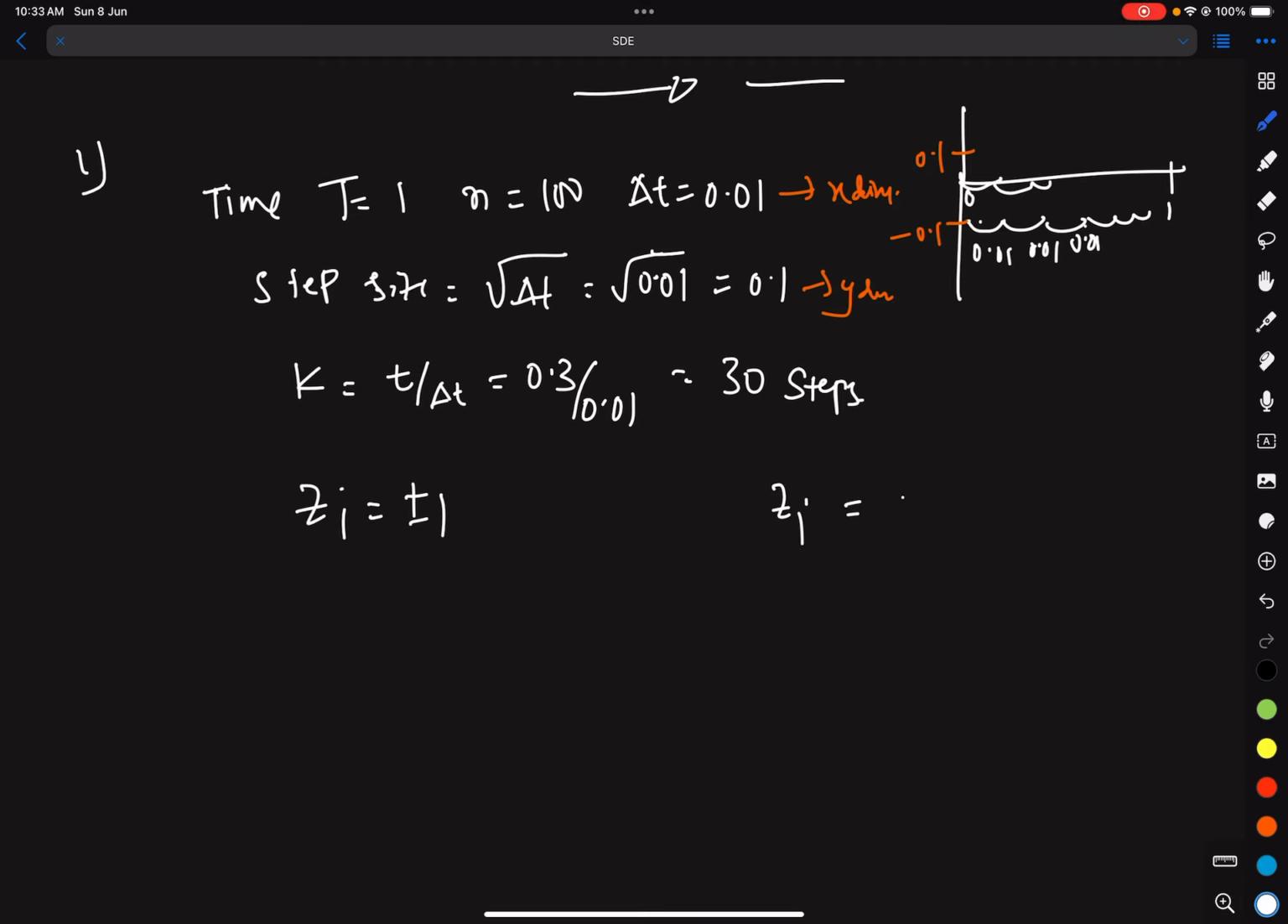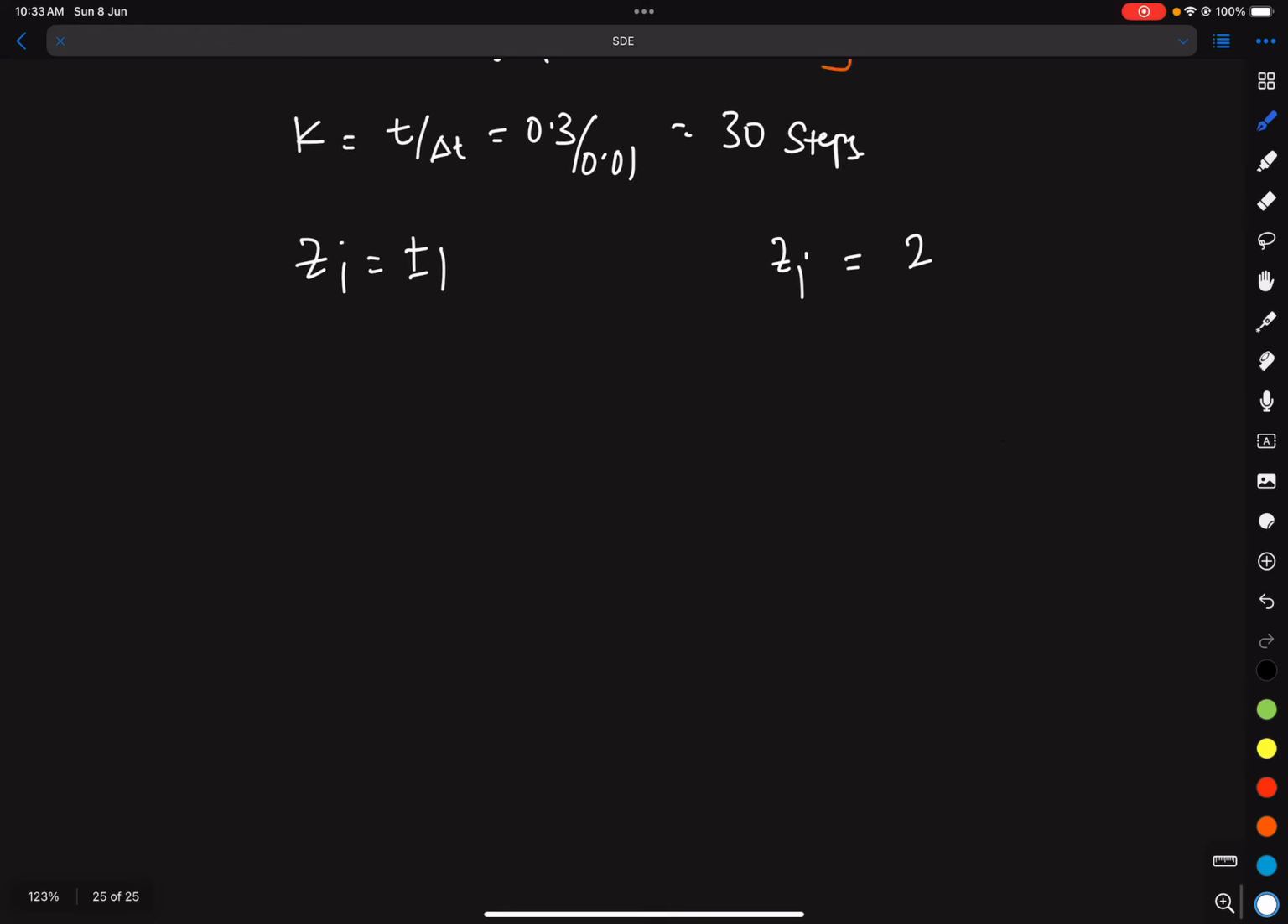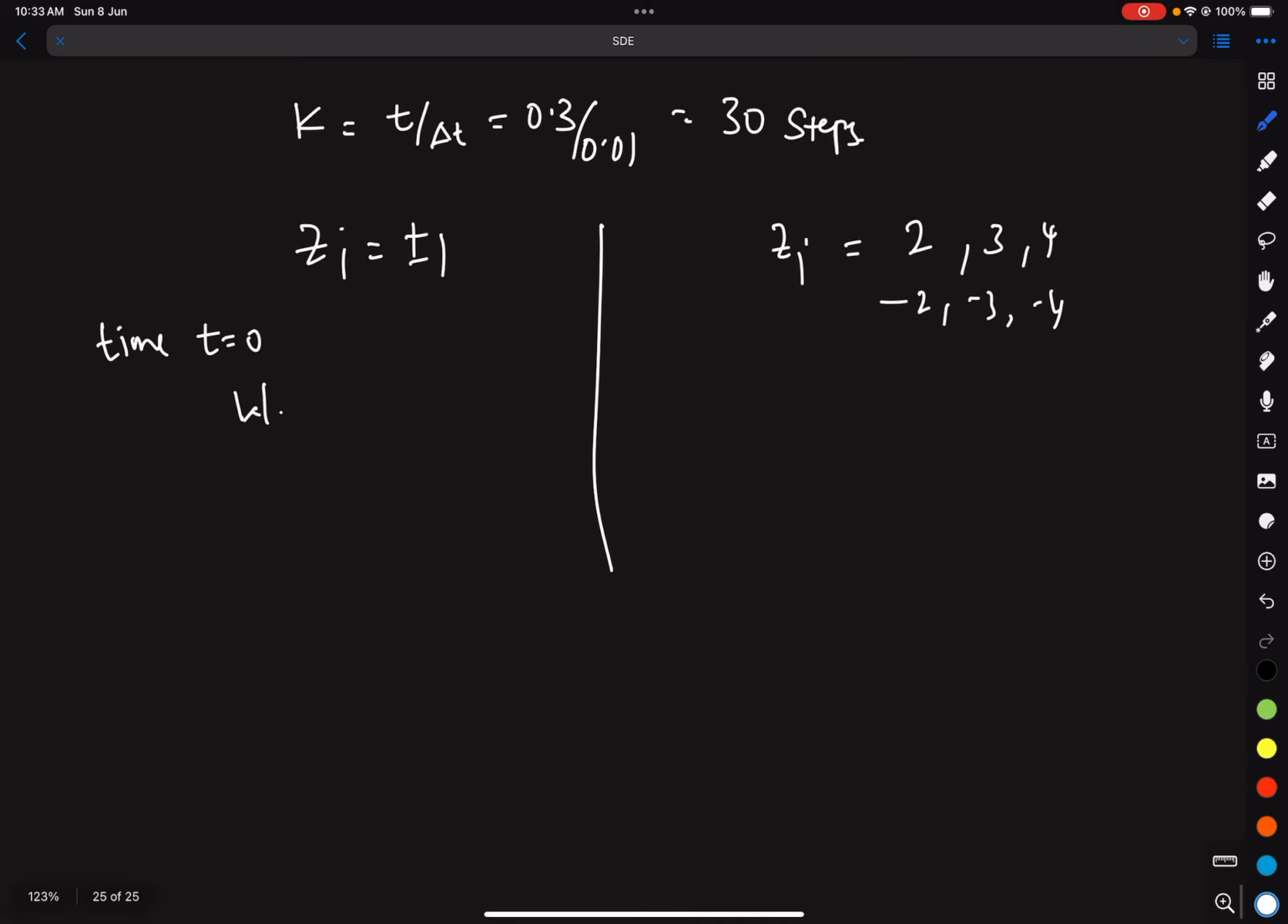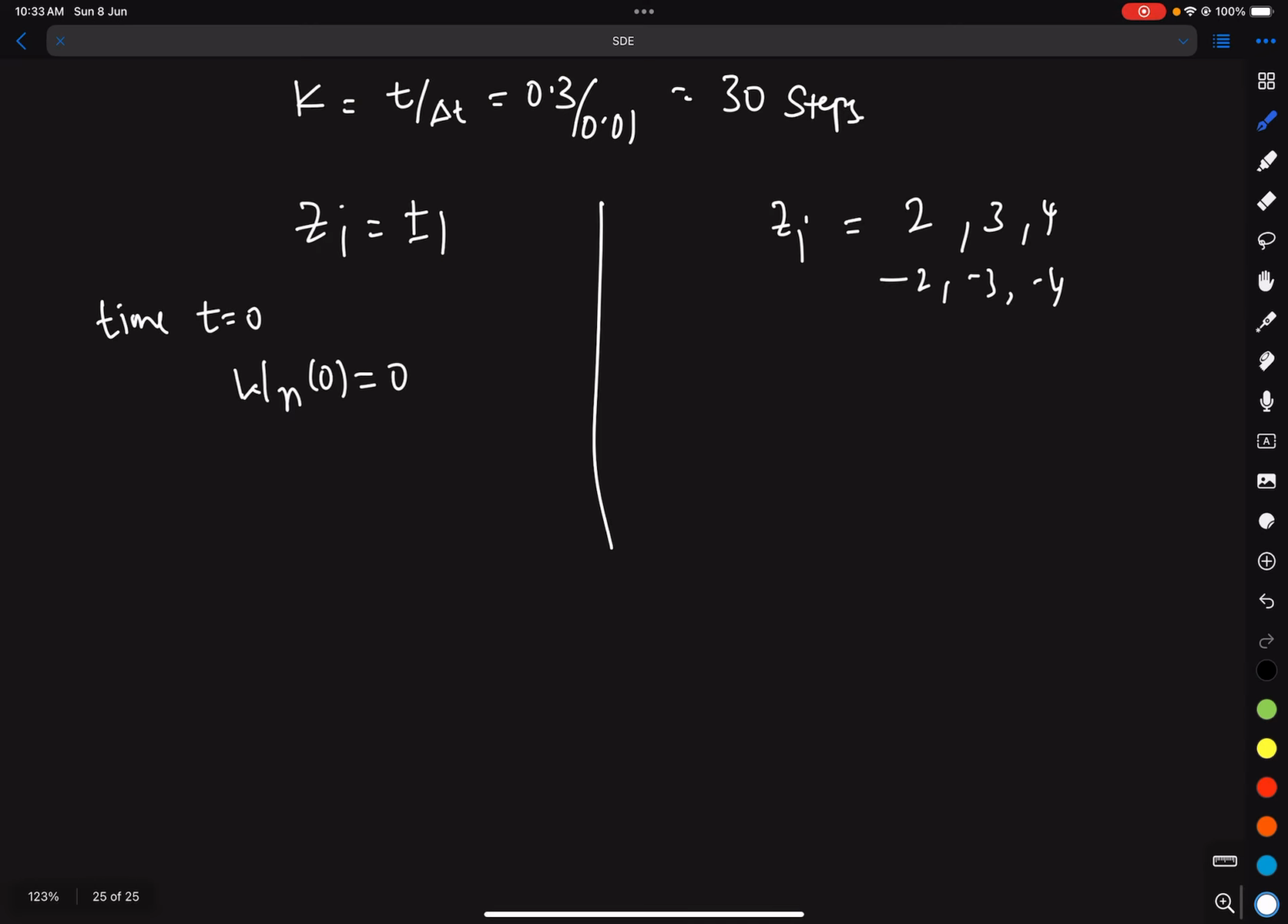any random number we take. Let's suppose we take 2 in our example, or anything we can, 3 or 4. This is the random number, or even minus 2 or minus 3, any number in continuous. But for discrete, this is the only step, either plus or minus 1. Now we'll try to calculate Brownian motion at time t equal to 0, and initially we know our value starts at 0, even for continuous, even for discrete, both.